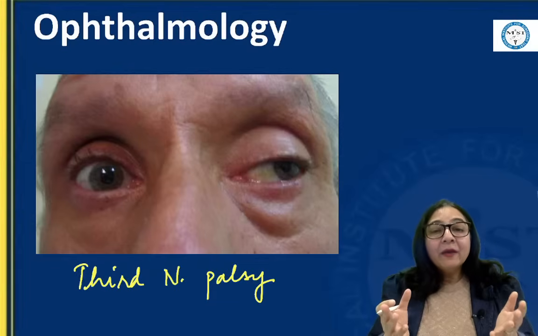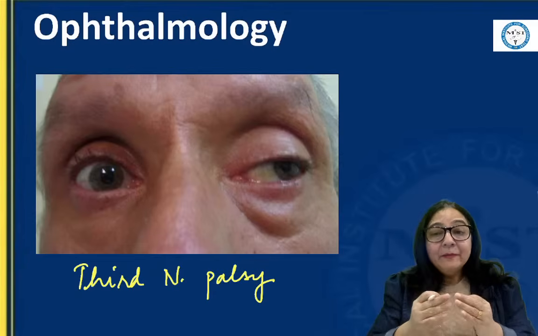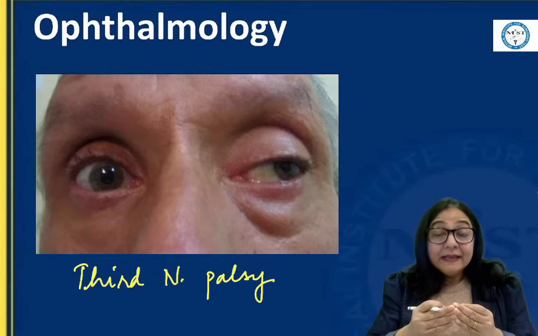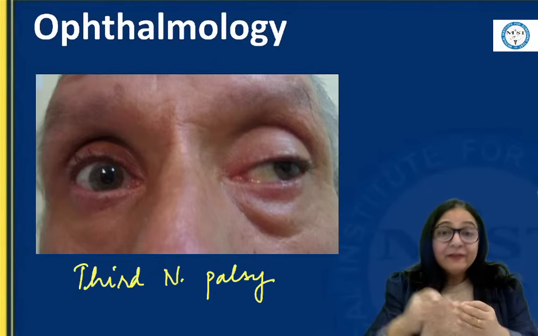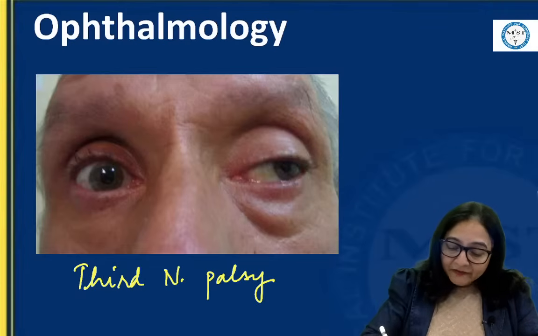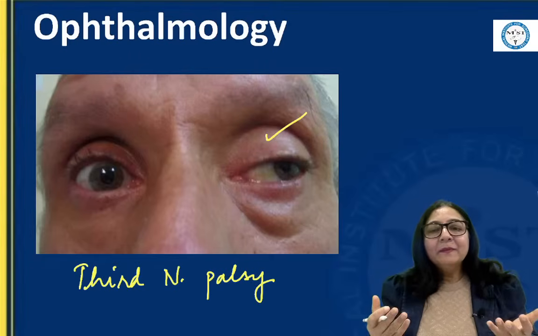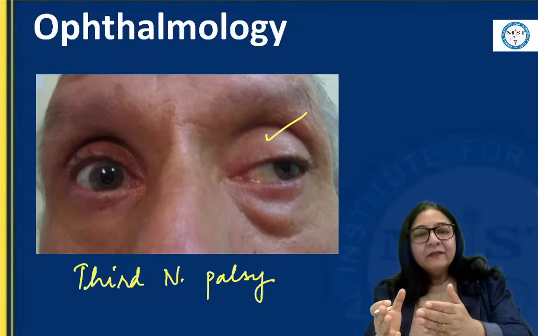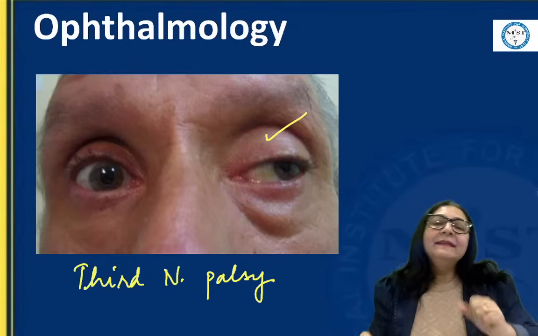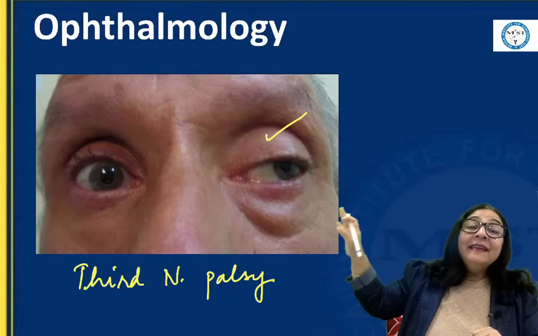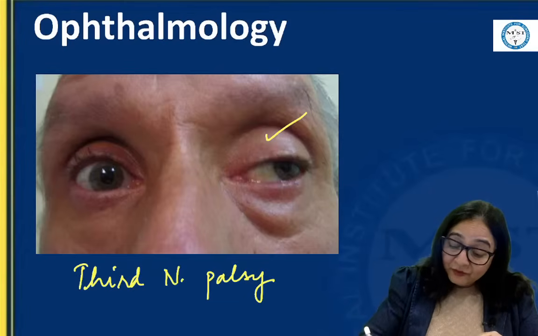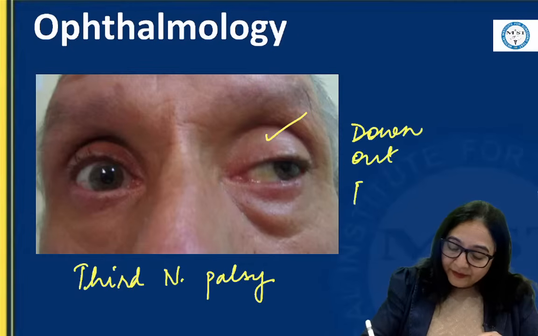So, when it's supplying all the muscles, it means there will be weakness of the LPS as well. So, third nerve palsy will have ptosis. If you find ptosis, it becomes clear which nerve is involved if there is a nerve palsy: third nerve. Okay, and the eye in these cases is in, as you are seeing here, down and out position.